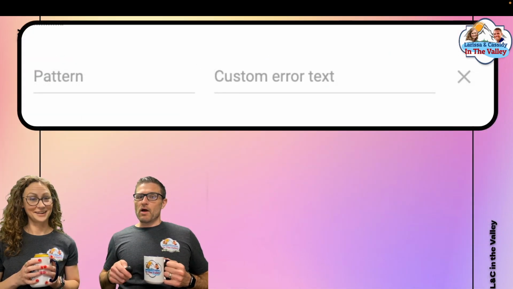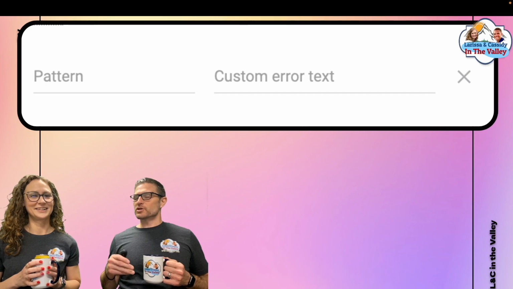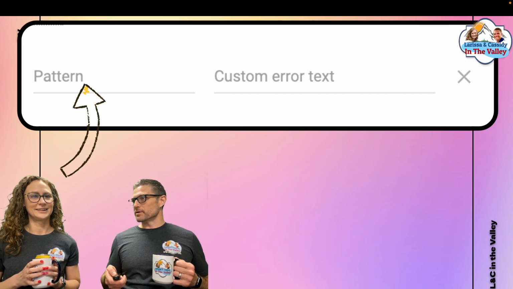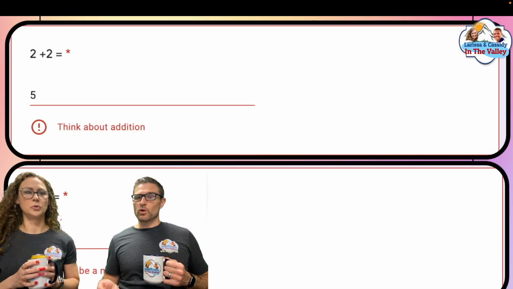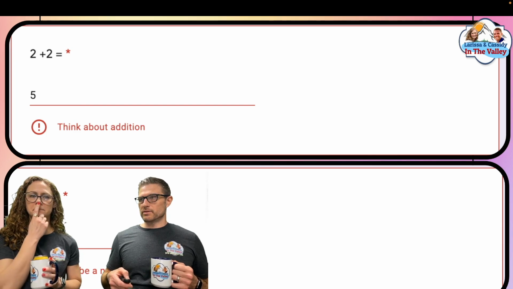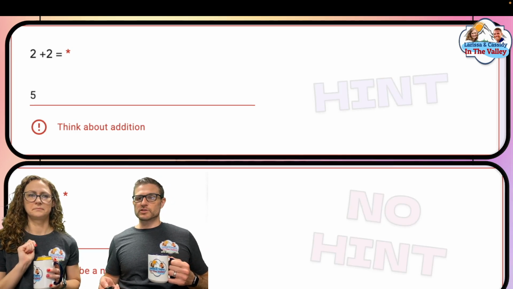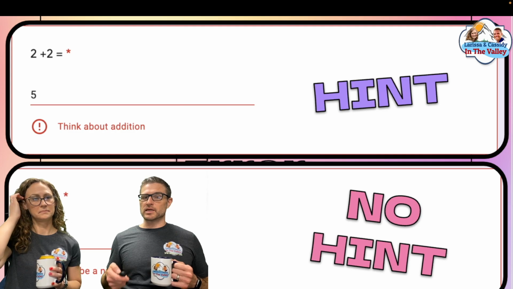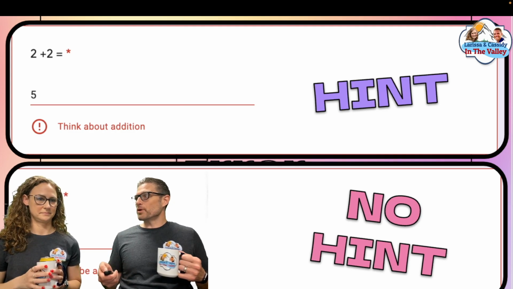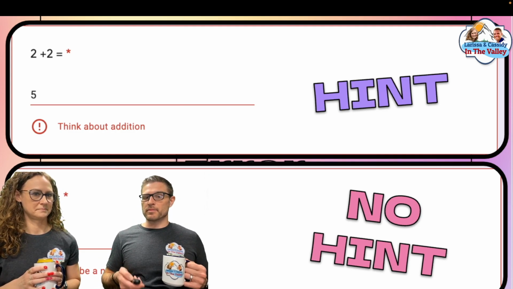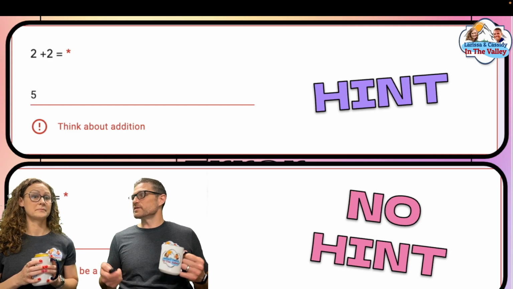And after that, I actually want to put in an answer and then a hint. So if I don't put an answer in, or if I don't put a hint in, this is what happens. If I put the hint in, it says think about addition. If I don't put a hint in, it just tells them the number must be equal to 4. So it gives them the answer.